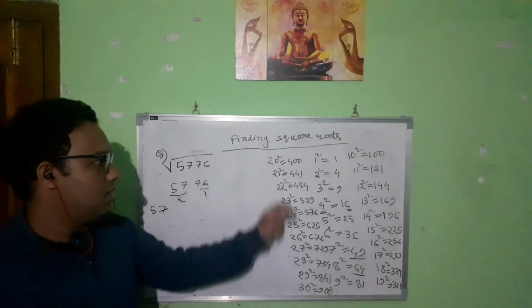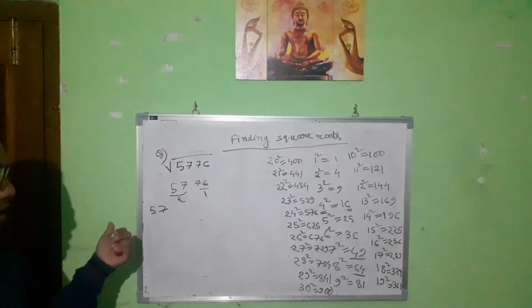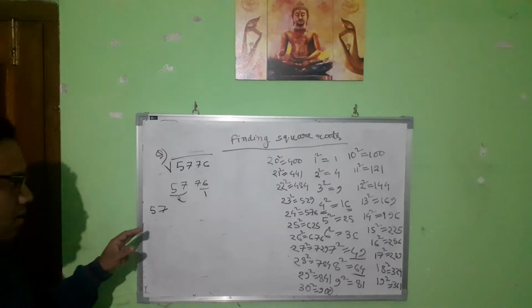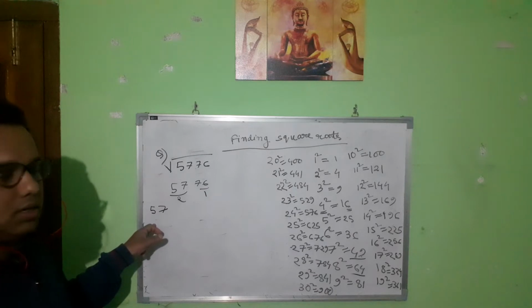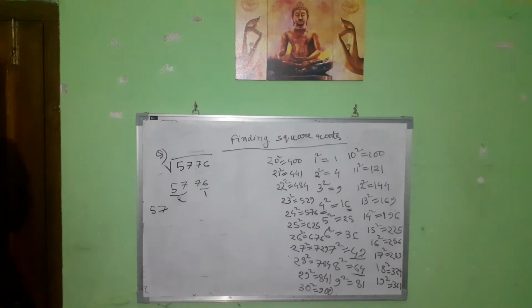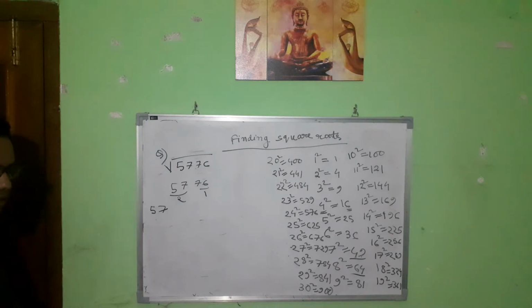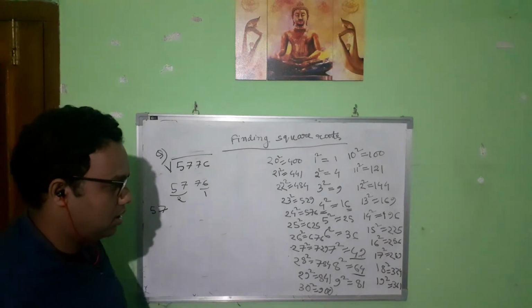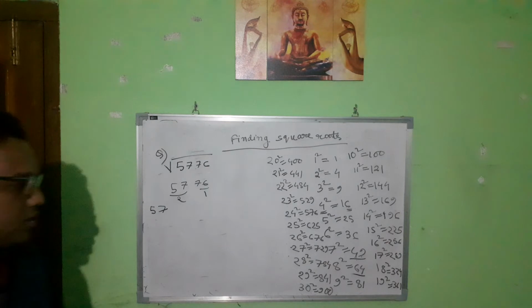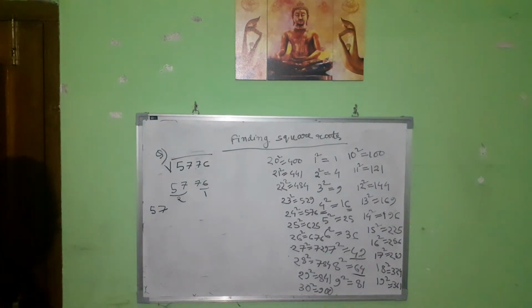57 is not a perfect square. Alright, so you need to find two numbers which are really closer to this number 57, because 57 is not a perfect square. So we need to find two perfect squares which are closer to 57. As you can see in the chart, there are two numbers, 49 and 64. These are perfect squares of 7 and 8. They are closer to the number 57.